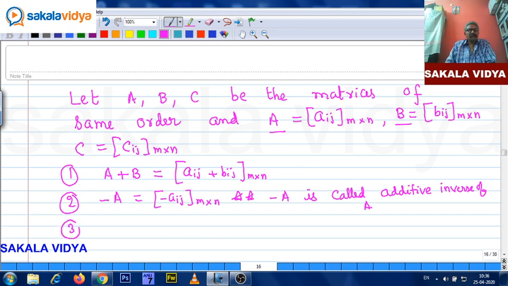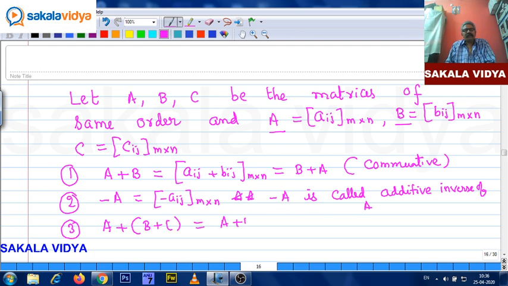Now third point, A plus B is the same as B plus A. Addition of matrices is commutative, it holds the commutative law. Similarly, A plus (B plus C) is the same as (A plus B) plus C. This is called the associative law. Matrix addition is associative.